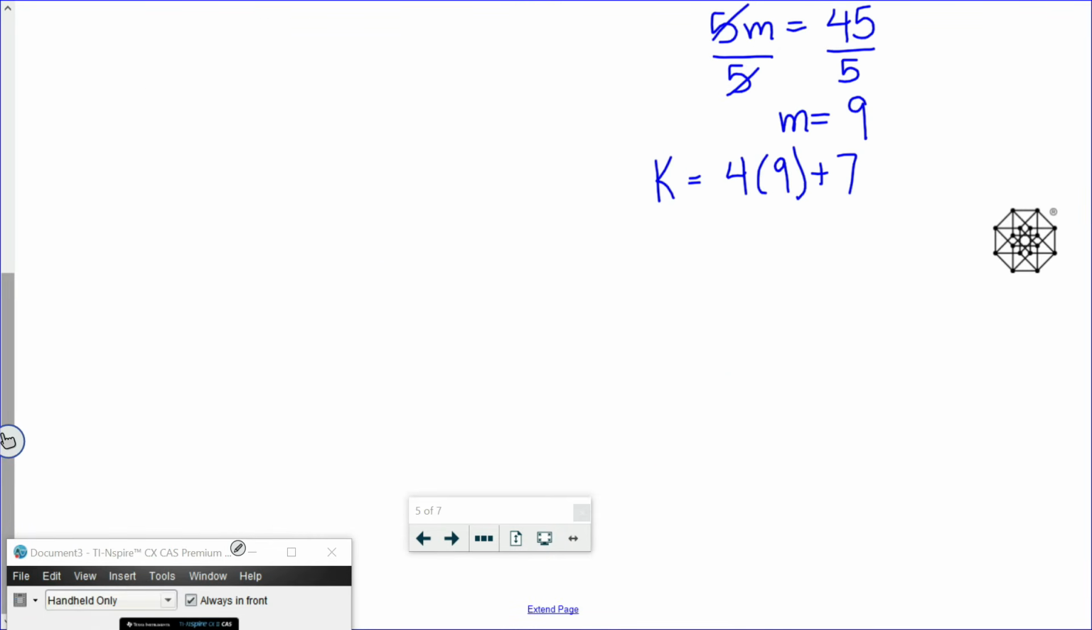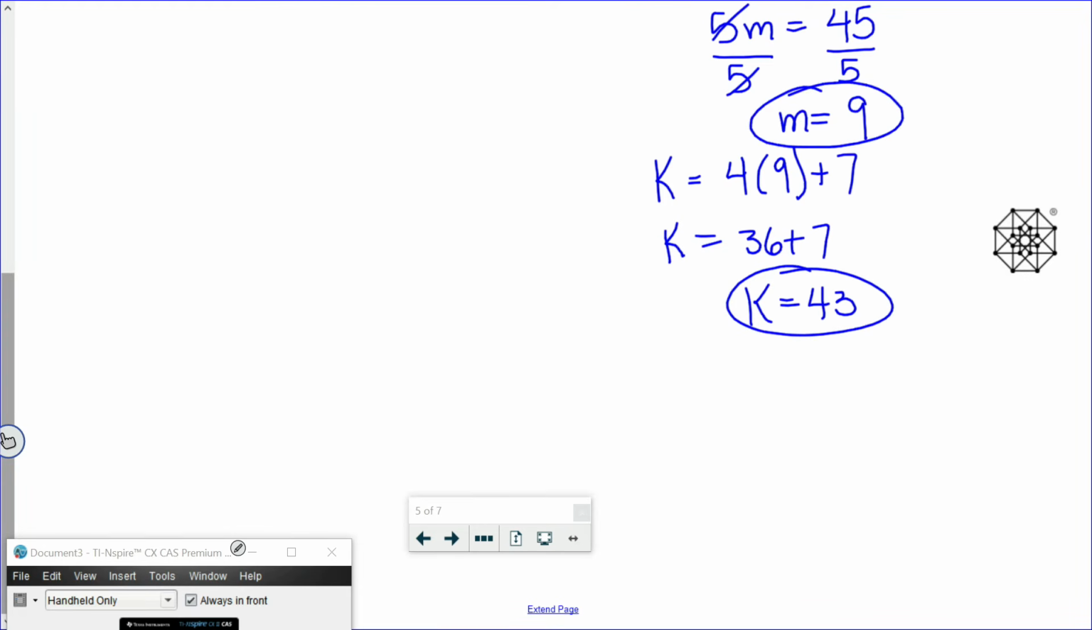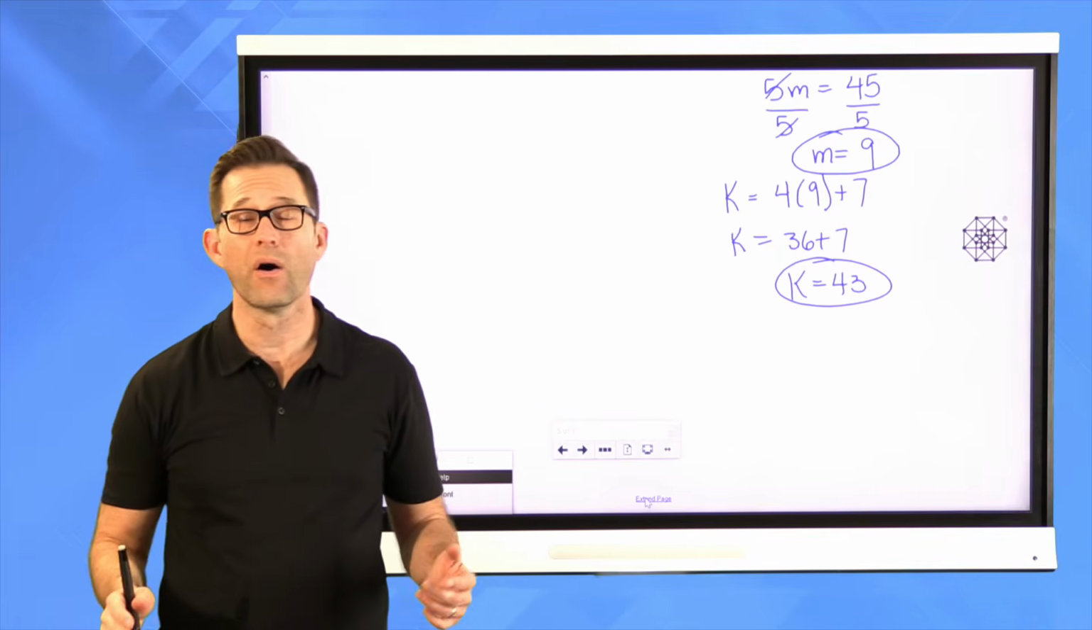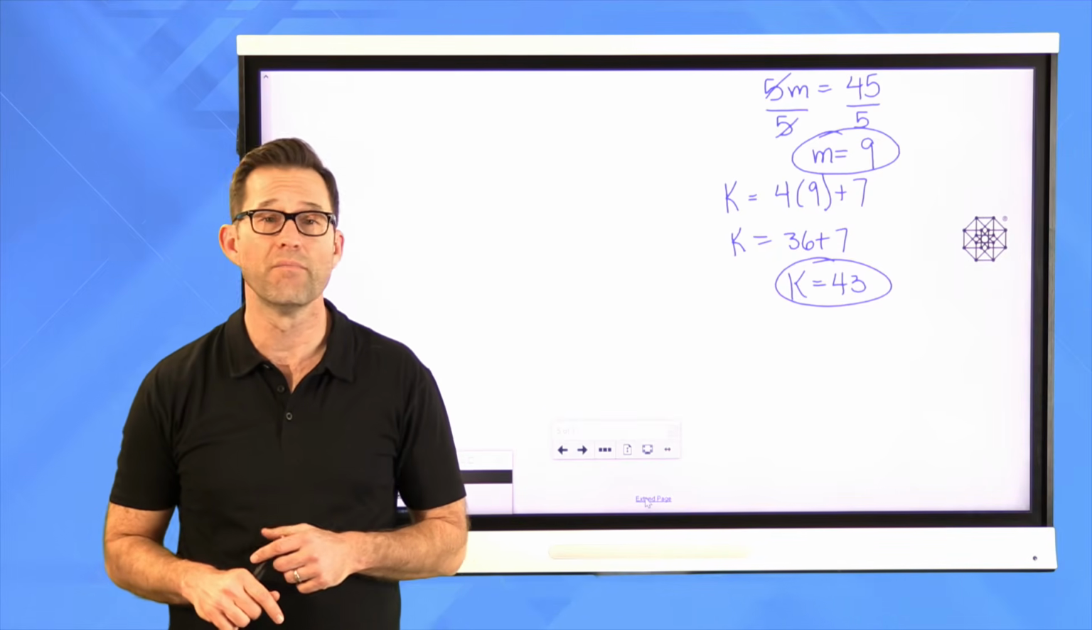Extend my page a little bit. Kirk is going to be 36 plus 7. Kirk is going to be 43 years old, or at least he wishes he is. All right, so Max is 9, Kirk is 43, and we've just solved an easy system by substitution.